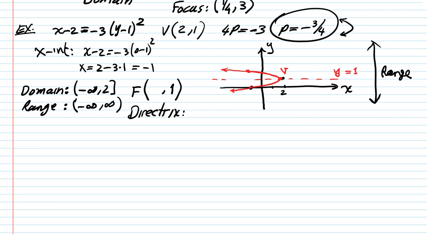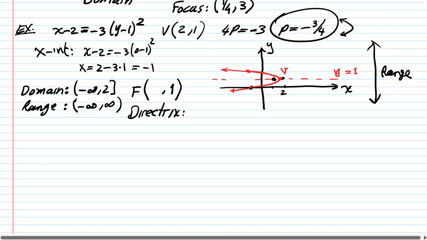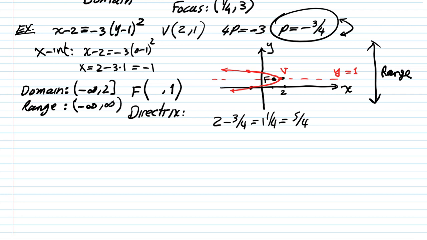P is how far focus is from the vertex. So absolute value of that is 3/4. So from 2 we actually go 3/4. So sorry, there you go. I'm sure most of you caught that. There you go. That's where the focal point is. So it's going to be 2 minus 3/4. That's going to be 1 1/4, right? 5/4. So the focus is going to be at 5/4 and 1. Again, not negative 3. I don't know what I was thinking of that one.